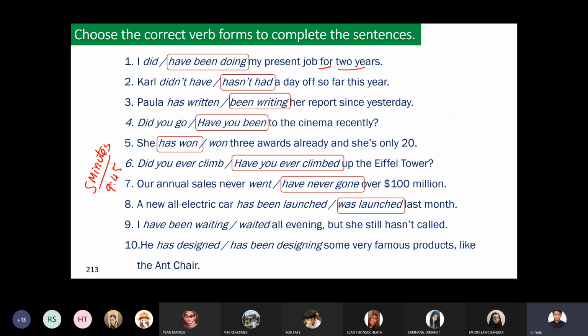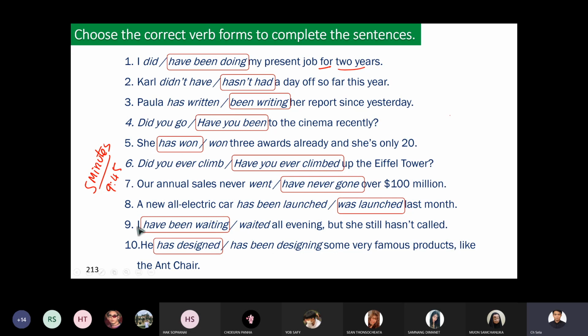Number 9, Supanai. I have been waiting all evening, but she still hasn't called. Very good. Thank you very much. And then Panya, number 10: He has designed some very famous products like the armchair. This one focuses on the result. So designing or has designed? Has designed, because it focuses on the result.